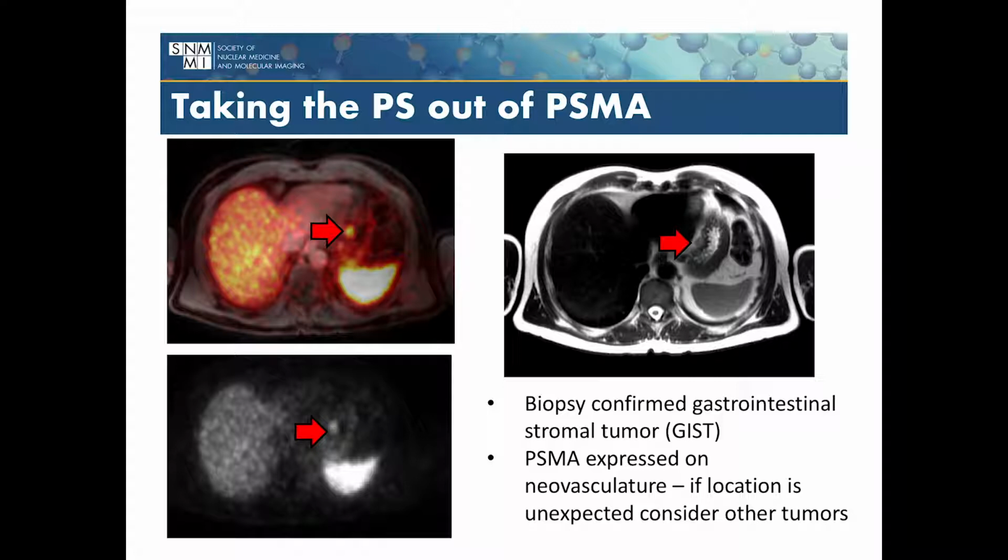It's kind of an exophytic mass. So this turned out to be on biopsy a gastrointestinal stromal tumor. And the reason why we see these is because the PSMA gets expressed on neovasculature and tumors. So if you're seeing a PSMA uptake in an area that's really kind of unexpected, consider other tumors.